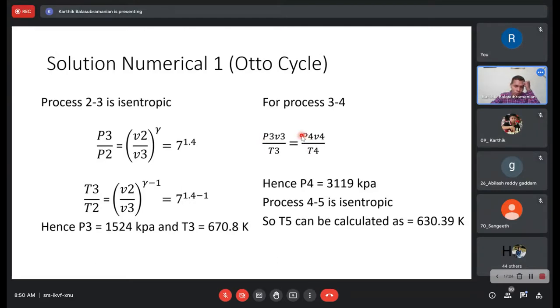P4, do we know? We don't know P4, but we know T4. So V3 and V4, we can get it. How? V3 is equal to V4, right? Yes sir, it's a constant volume process. V3 is equal to V4. So we can simply say P3 by T3 is equal to P4 by T4. So from there you can get the value of P4. Since P3, T3 and T4 all three are known, you can get P4. Are you guys getting 3119?